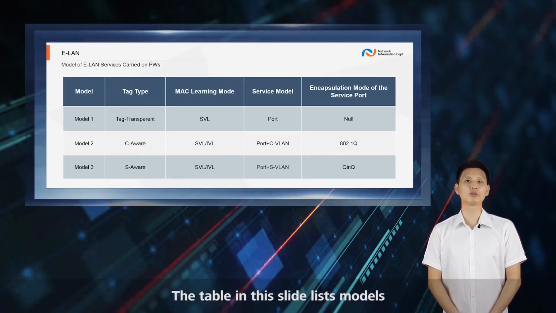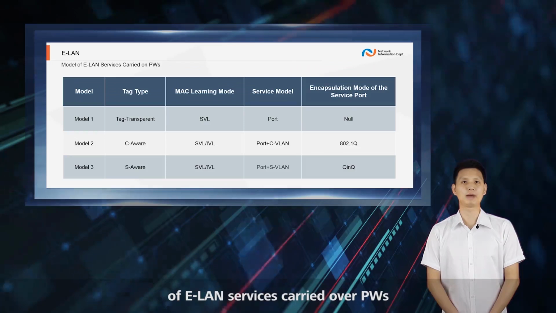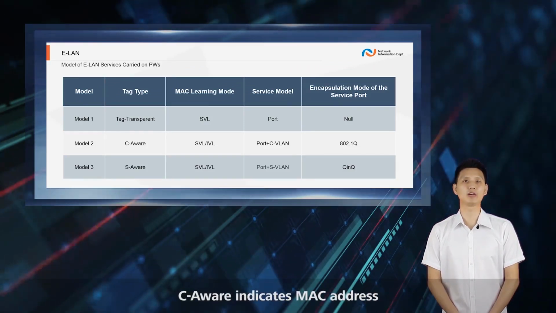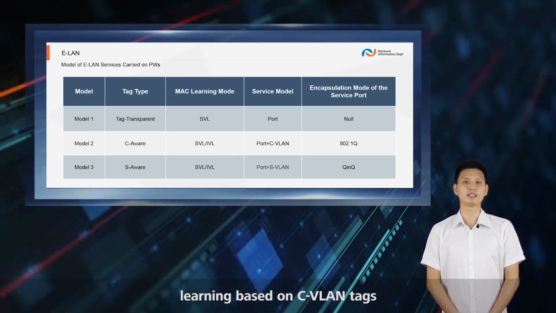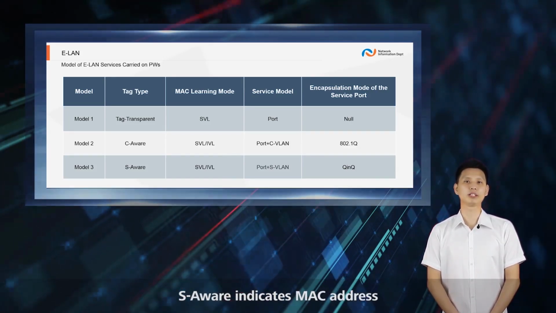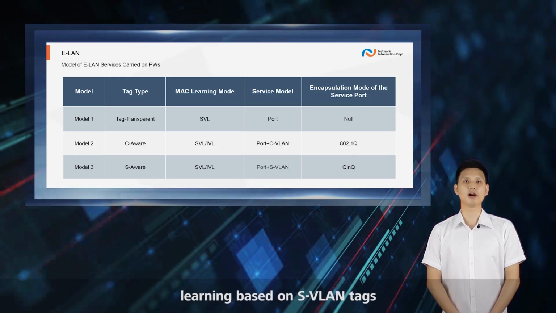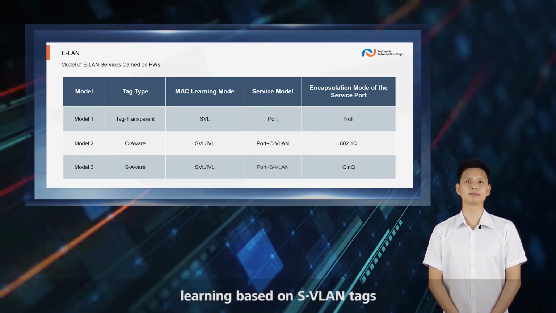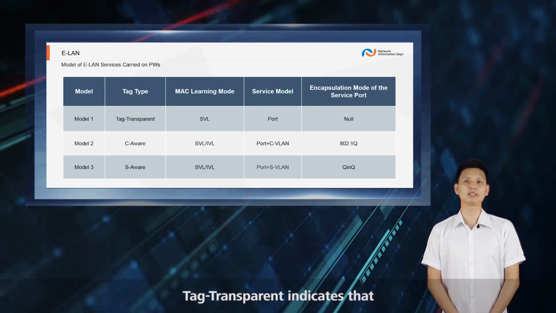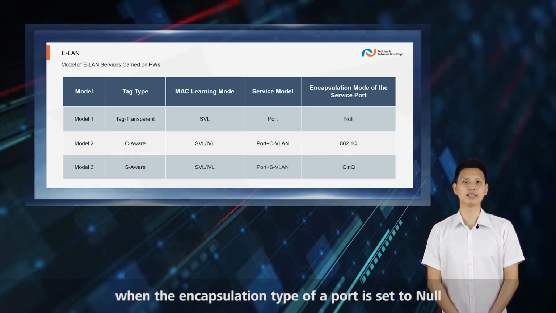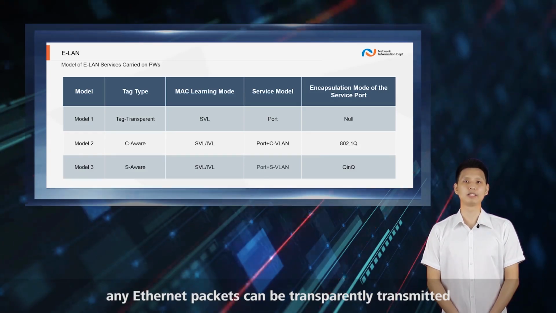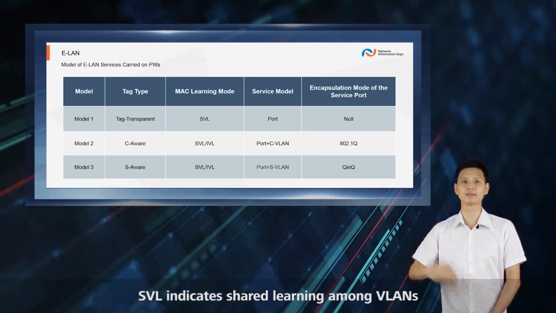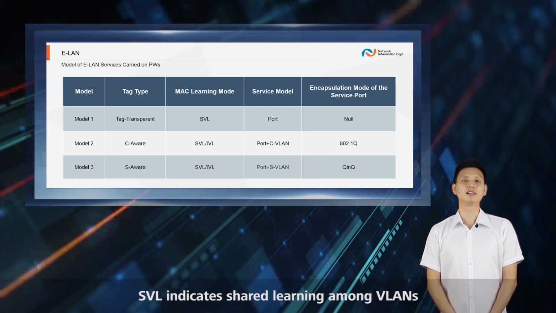The table in this slide lists models of eLAN services carried over PWs. C-aware indicates MAC address learning based on CVLAN tags. S-aware indicates MAC address learning based on SVLAN tags. Tag transparent indicates that when the encapsulation type of a port is set to null, any Ethernet packets can be transparently transmitted. SVL indicates shared learning among VLANs.